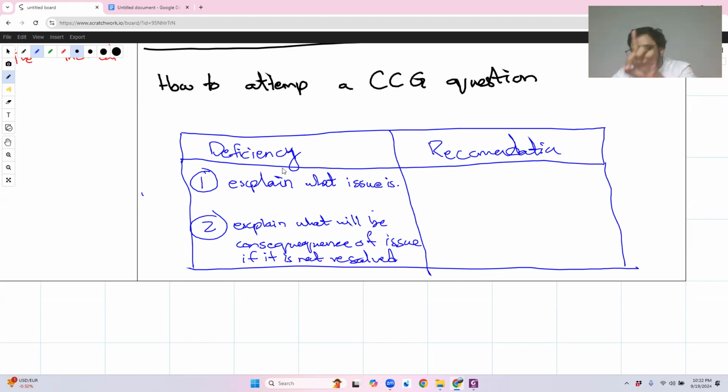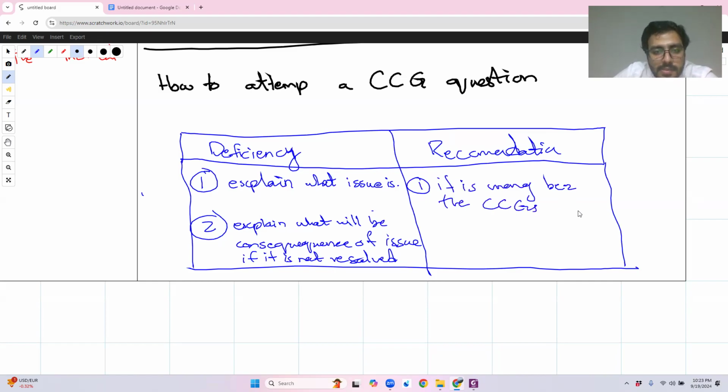Now let's come towards the recommendation part. What is meant by the word recommendation? When you have identified that there is something wrong, you have to recommend what is the correct way to do it. And what is the correct way to do something? The CCG has told you. Now, the first thing that you do within the recommendation portion is that you write down that it is wrong because the CCG says this.